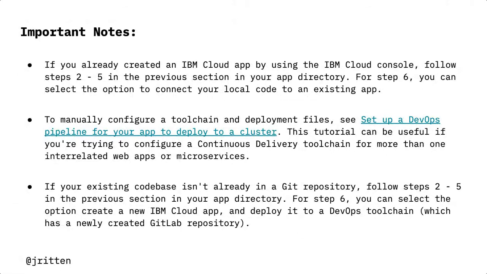So a few important notes. If you've already created an IBM Cloud app by using the console, you can follow steps 2 through 5, which I have steps here to follow in your app directory. To manually configure toolchain deployment options, I have a link here for setting up a DevOps pipeline for your app to deploy to a cluster.